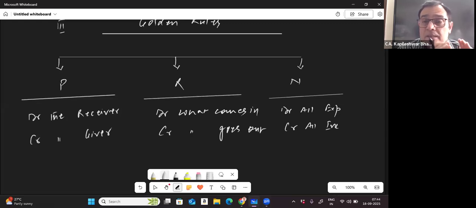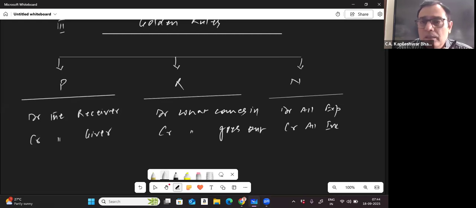Now you need to think that if it is a personal account, the golden rule is debit the receiver, credit the giver. Don't worry, we'll take examples to apply it. And then you look at a real account: debit what comes in, credit what goes out. What comes in is a debit, what goes out is a credit.